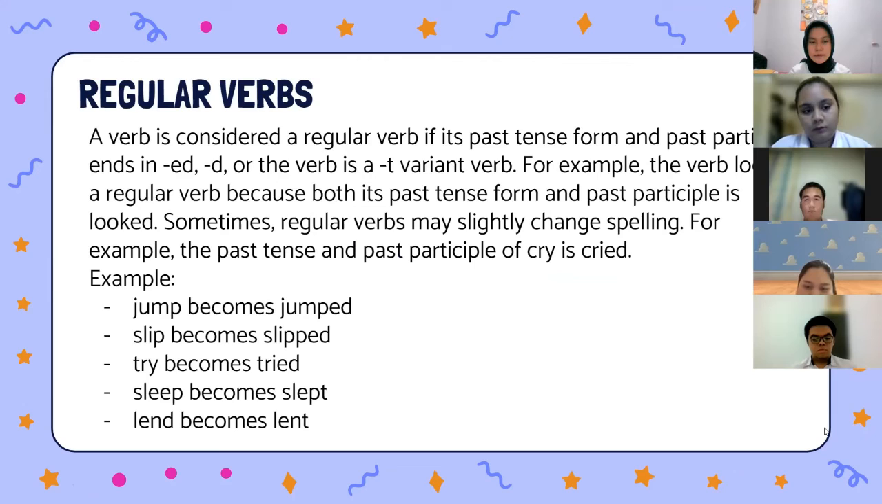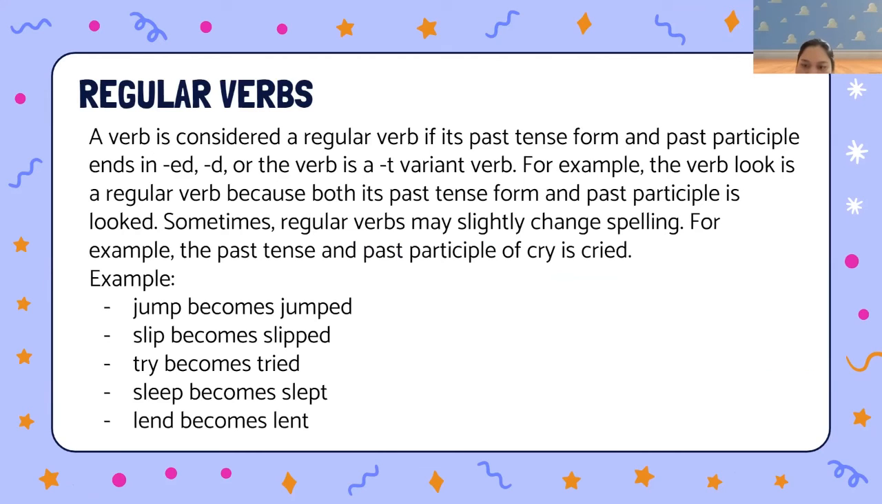Regular verbs. A verb is considered a regular verb if its past tense form and past participle end in ed, d, or the verb is a t variant verb. For example, the verb look is a regular verb because both its past tense form and past participle is looked. Sometimes regular verbs may slightly change spelling. For example, the past tense and past participle of cry is cried.